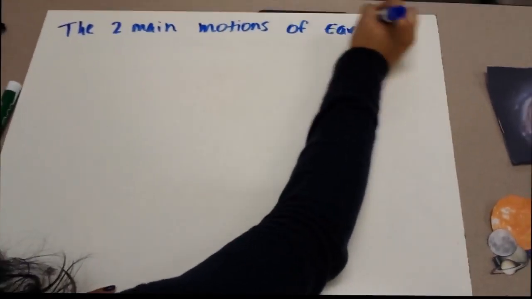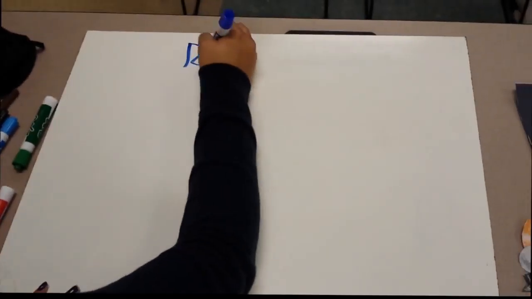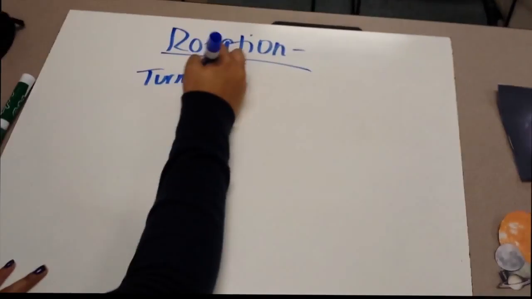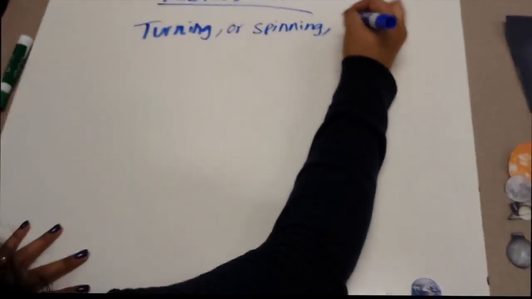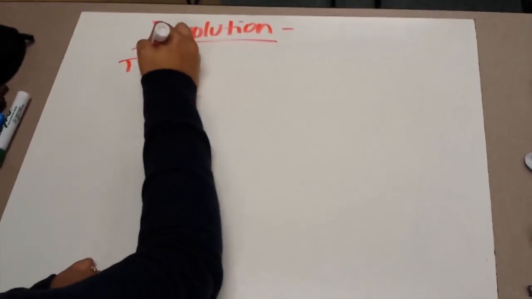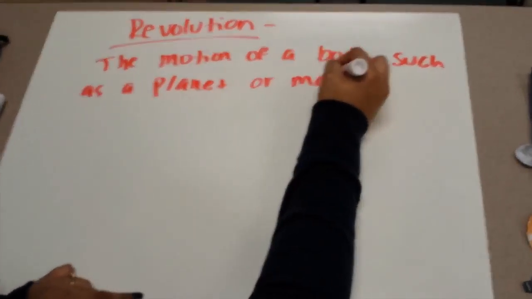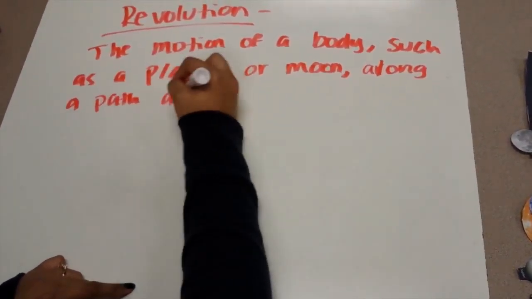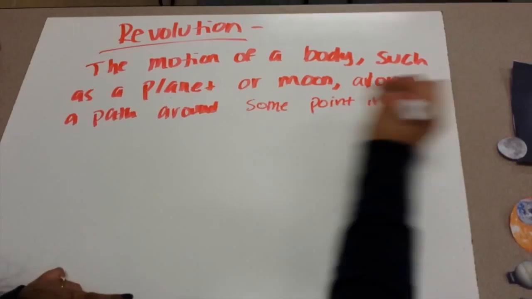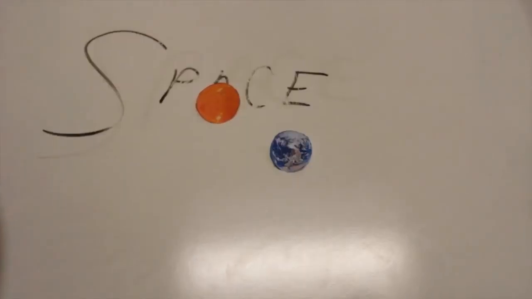Now, the two main motions of Earth are rotation and revolution. Rotation is the turning or spinning of a body on its axis, and you can see how the world is spinning around. And then revolution is the motion of a body, such as a planet or moon, along a path around some point in space. And you can see how it's moving around the sun.